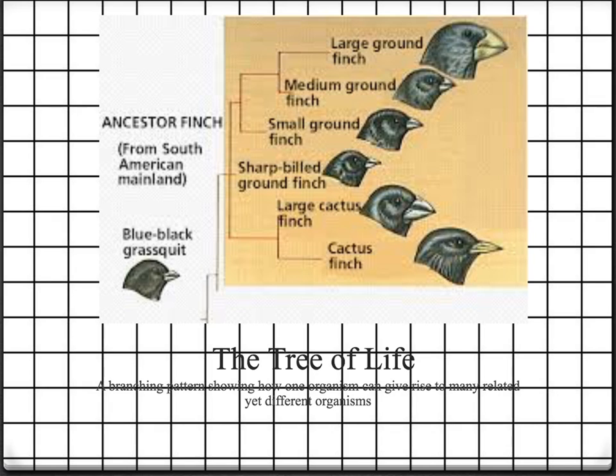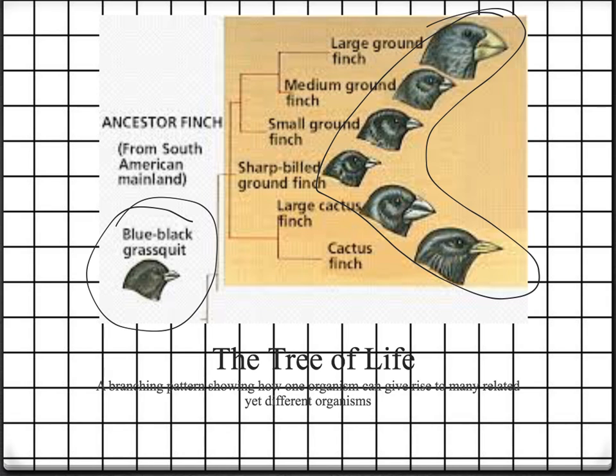Here is an example of some finches and the tree of life. So this is kind of an example of a cladogram or an evolutionary history or a branching pattern that's going to show how this one organism may have given rise to all of these organisms. So it all started with one, and then small changes, mutations, were made that caused each one of these to be best suited to its environment.